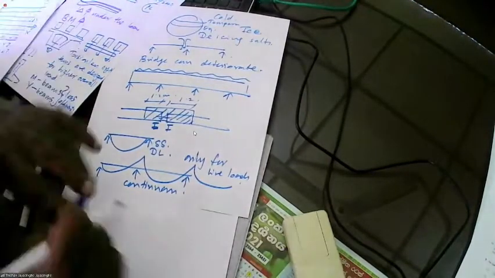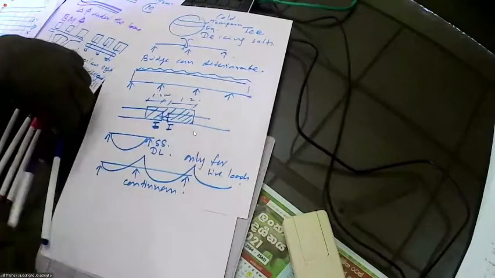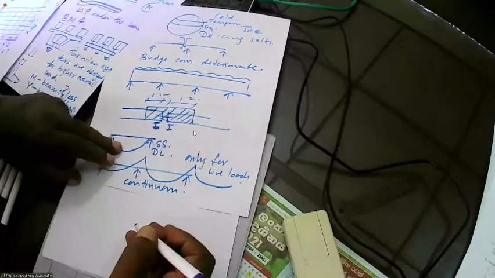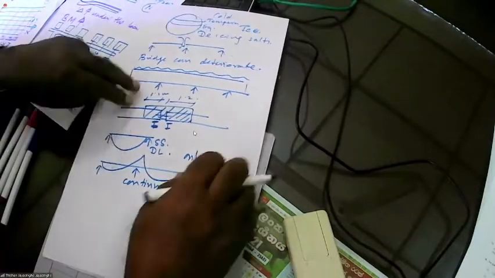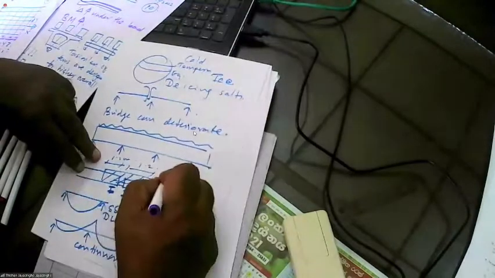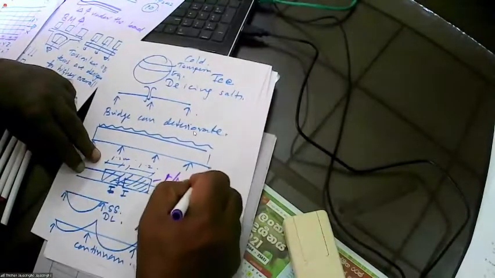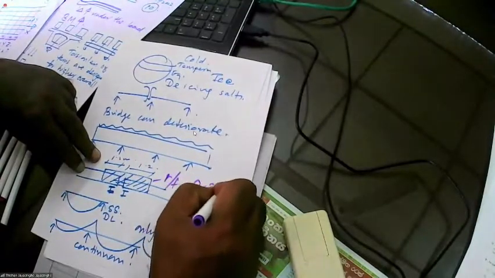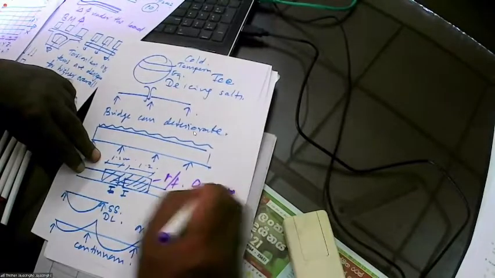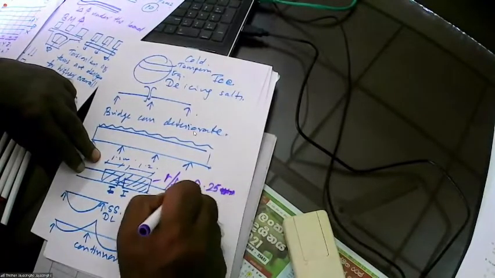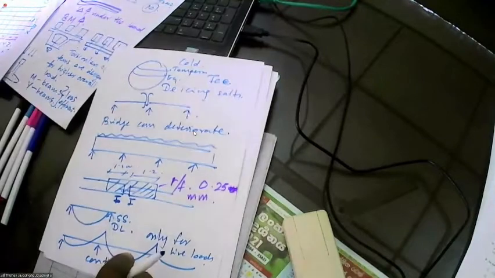So how do you design this connection? You design this connection as a reinforced concrete connection. And when you design the reinforced concrete connection, what is the crack width? 0.25 millimeters. You have to limit the crack width to 0.25 millimeters.